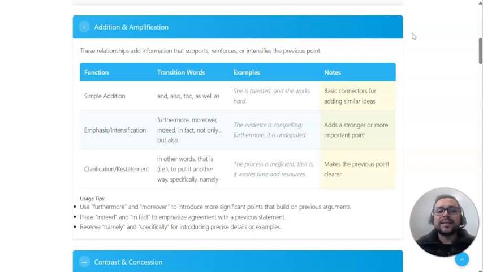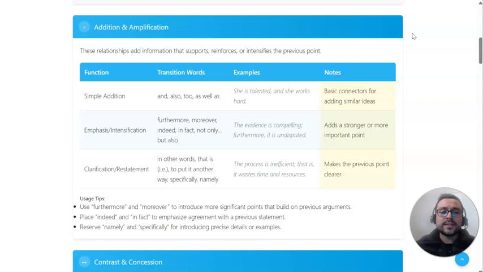Let's begin with addition and amplification. These relationships add information that supports, reinforces, or intensifies the previous point. We have three functions. The first one is simple addition with transition words like and, also, too, and as well as. For example, she's talented and she works hard. These are basic connectors for adding similar ideas.